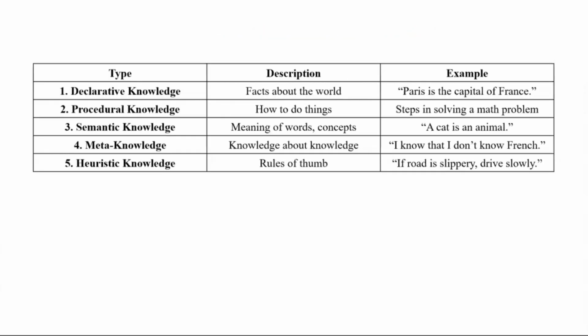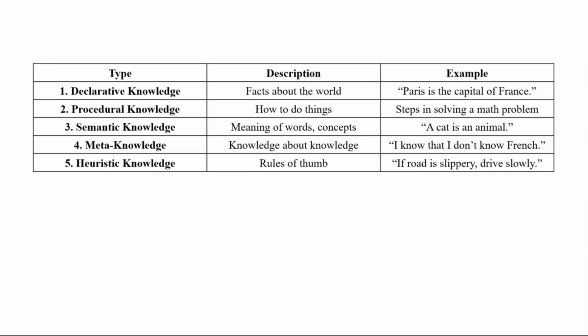Now that we understand what knowledge representation is and why it is important, let's look at the different types of knowledge that an AI system can store. Just like humans don't store every piece of information in the same way, AI also categorizes the knowledge into different types based on its purpose. There are 5 major types of knowledge that are commonly used in artificial intelligence.